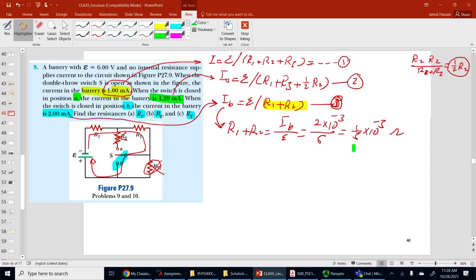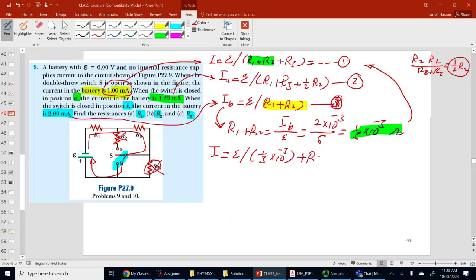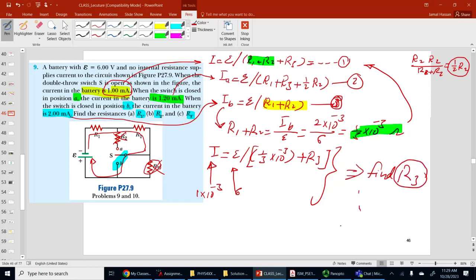Now I'm going to take R1 plus R2 and place it over here, right? So I'm going to use equation 1. In this case, current is equal to EMF divided by 1 over 3 times 10 to the power 3, plus R3. Okay, so here you could find R3 because current is equal to 1 milliampere, 1 times 10 to the power minus 3, is equal to 6 over that. So from here you could find R3. Then continue to find R1 and R2.